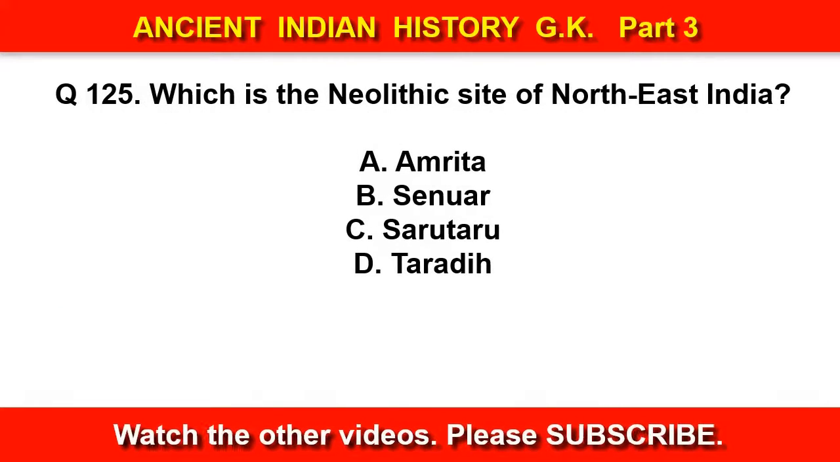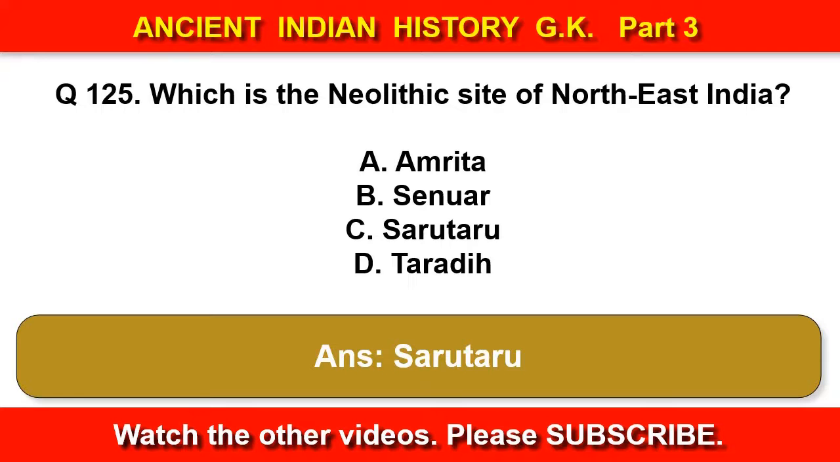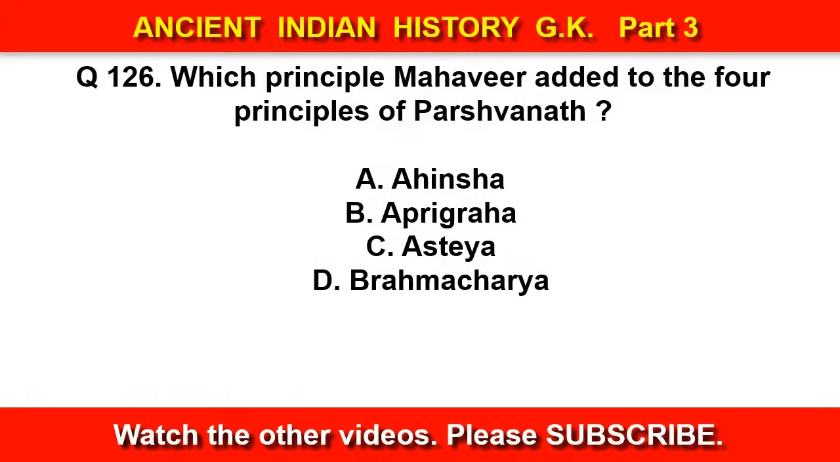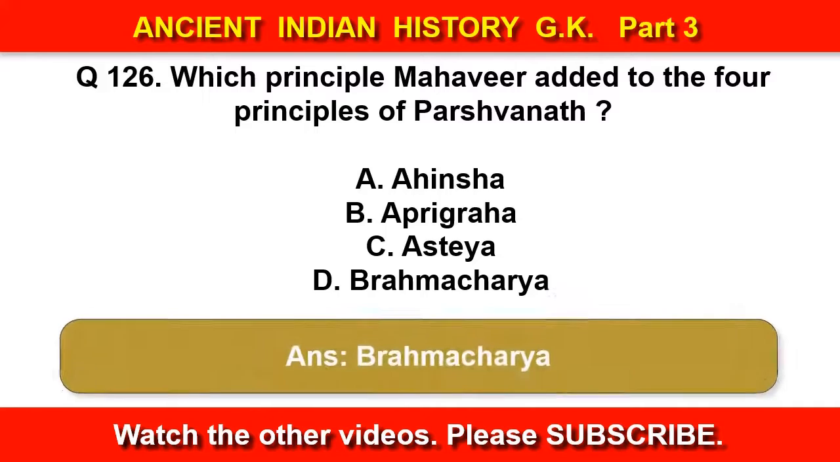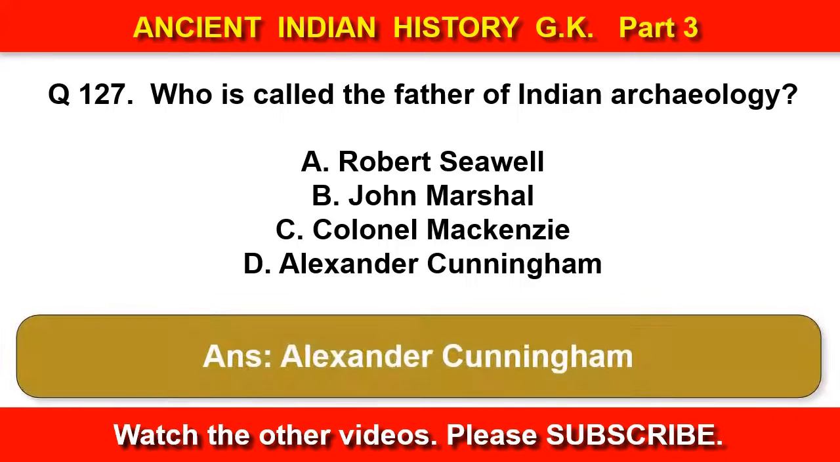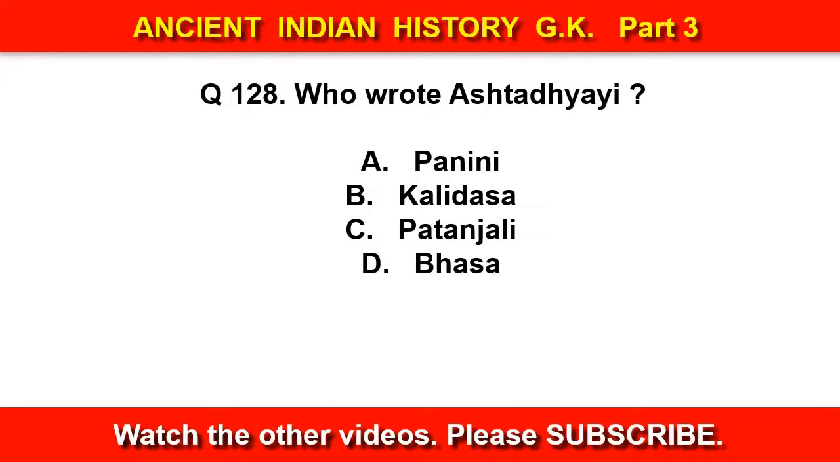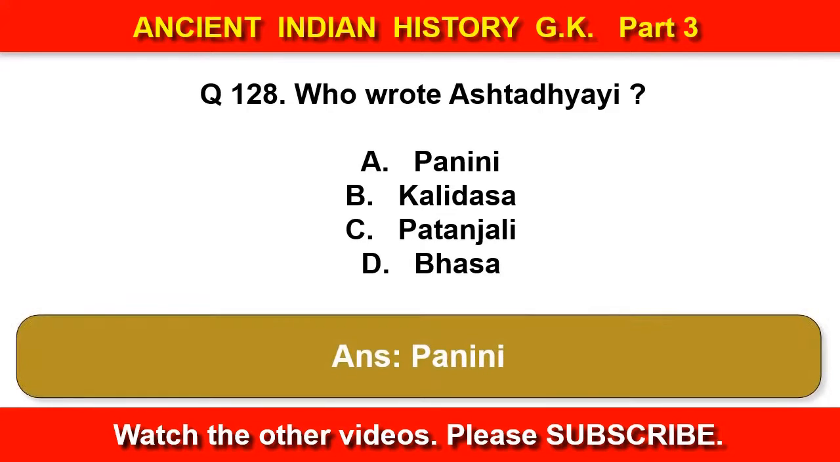Which is the Neolithic site of Northeast India? Sarutaru. Which principle Mahavir added to the four principles of Parashnath? Brahmacharya. Who is called the father of Indian archaeology? Alexander Cunningham. Who wrote Ashtadhyayi? Panini.